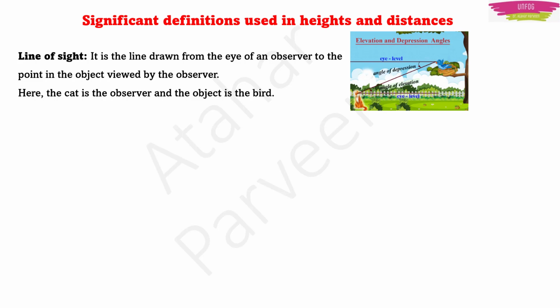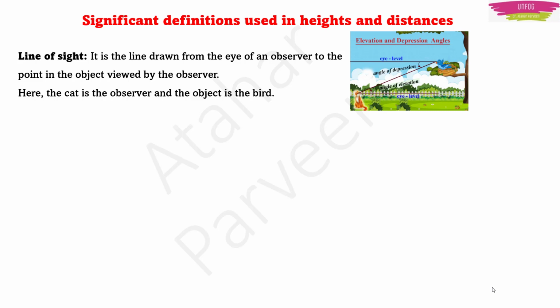Now let us discuss heights and distances. Before solving the problems on heights and distances, we need to know three important definitions which we use in heights and distances. First is the line of sight. This is the line drawn from the eye of an observer to the point on the object viewed by the observer.